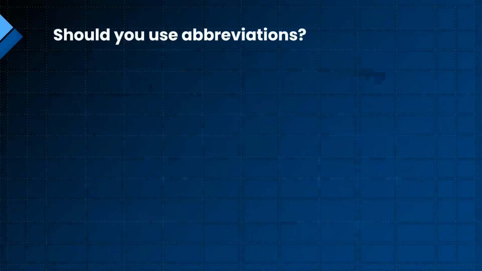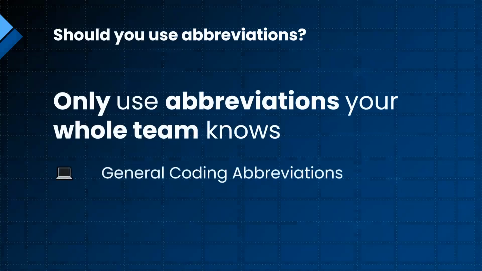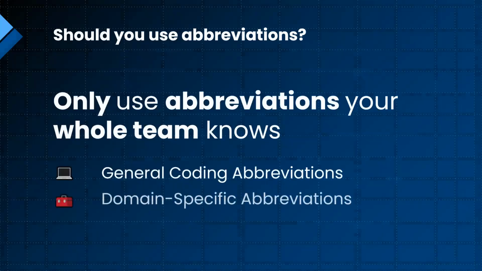Now, one really controversial topic is abbreviations. Some people love to use them. Some people are completely against them. My personal take on this is to use abbreviations if you know your whole team knows them. And there's typically two types of abbreviations. You have general computer science related terms and domain specific abbreviations.